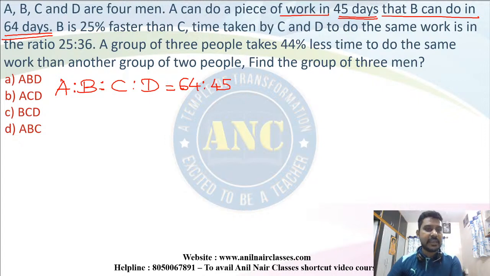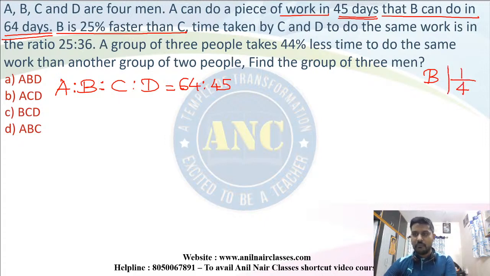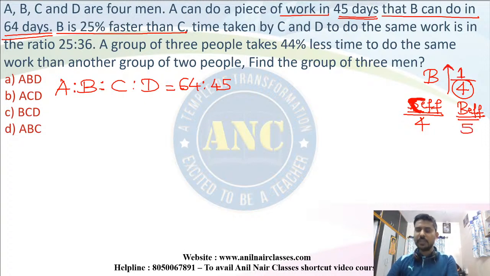Next. B is 25% faster than C. That means B is 25%, 1 by 4 faster than C. That means if C is distributing 4 chocolates, let us take efficiency ratio itself directly. Then the efficiency of B will be 1 more than 4. More is nothing but increase. 1 more than 4 is 5 chocolates.